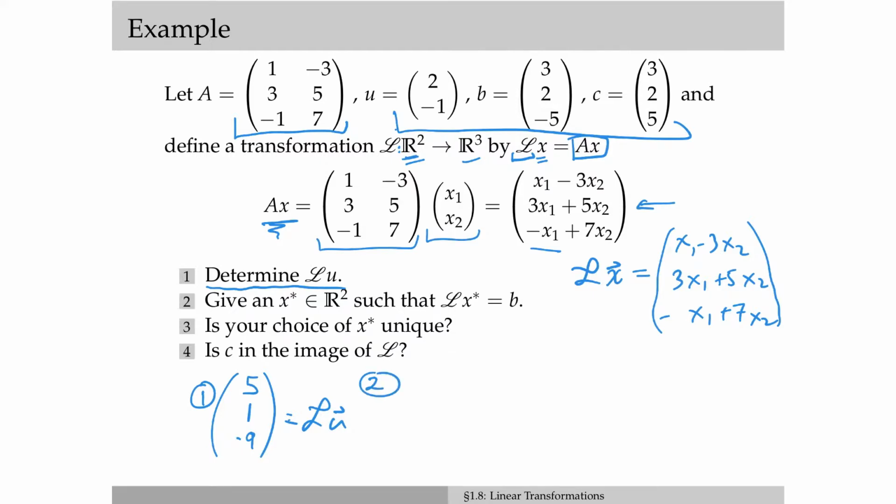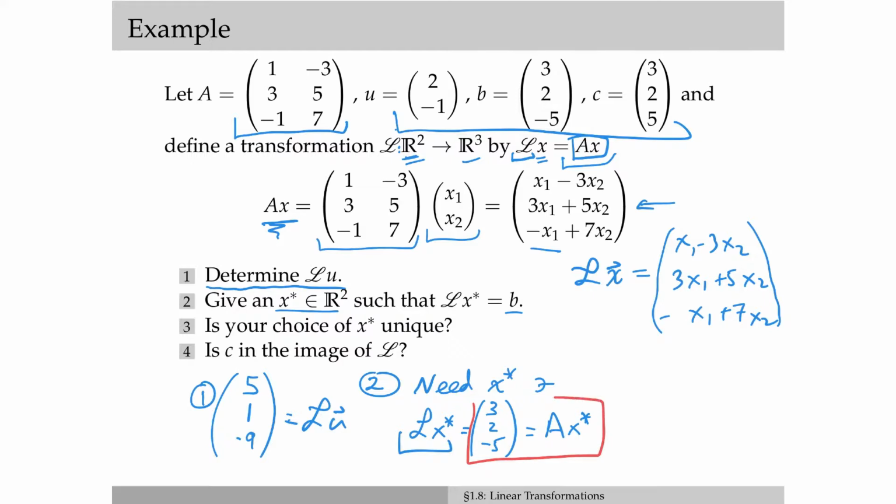Number 2, give some vector x star in R2 such that it maps to B. So I need x star such that L x star equals 3, 2, negative 5. Well, L applied to x star can equally be viewed as A applied to x star. All right.